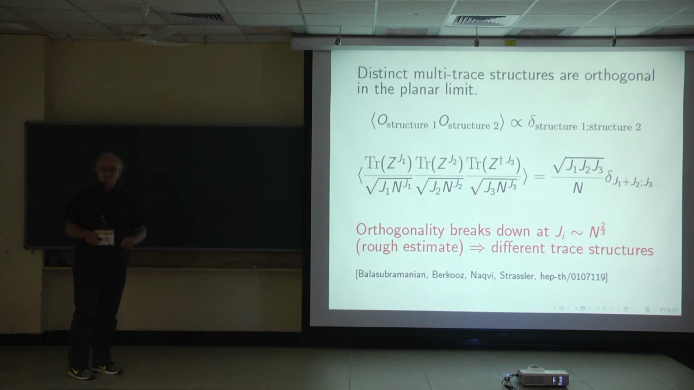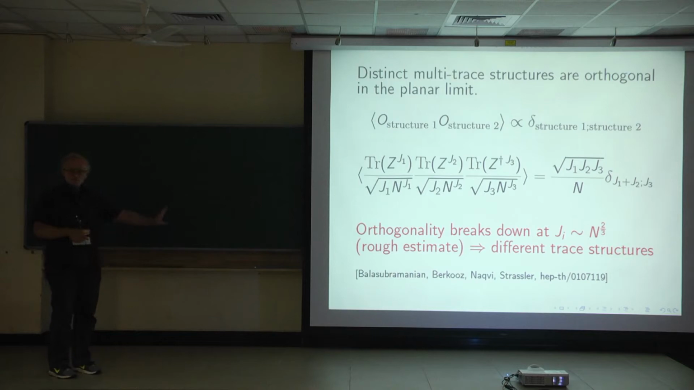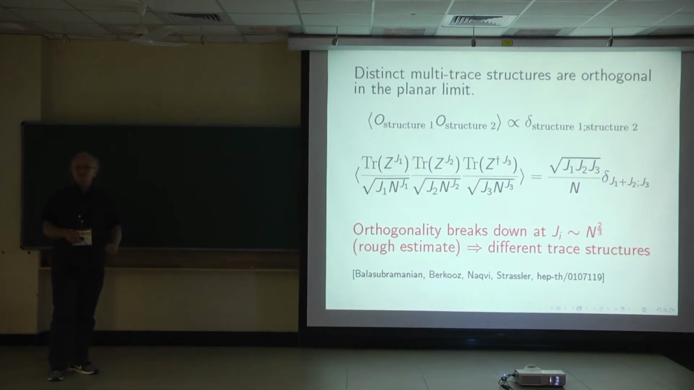I'm going to illustrate this in the simplest possible example. I'm ignoring all space-time dependence. What's important for me here is the color combinatorics. I've considered a two-point function of a single trace operator built only using Z daggers and a double trace operator built only using Zs. These factors normalize the two-point functions to be one. So if I calculate this two-point function of the single trace with this double trace operator, there's the result. And if I hold J1, J2, and J3 fixed as I take N to infinity, this right-hand side vanishes.